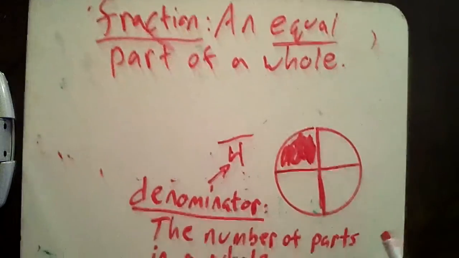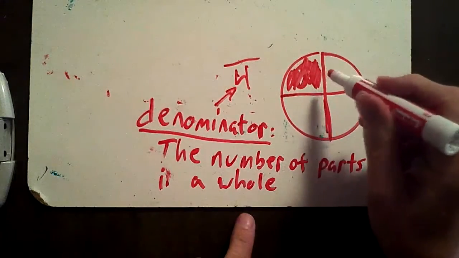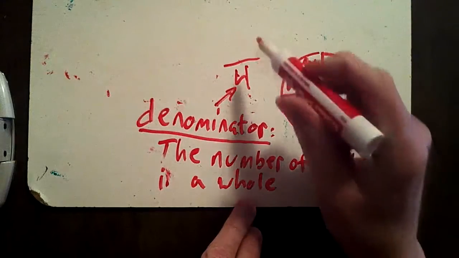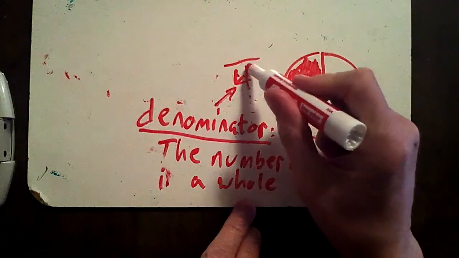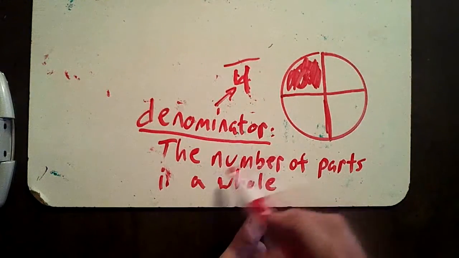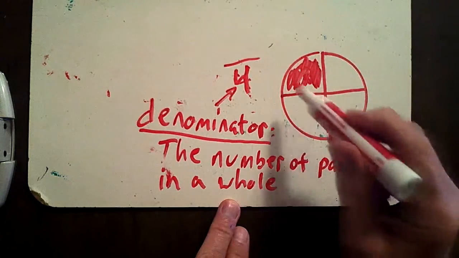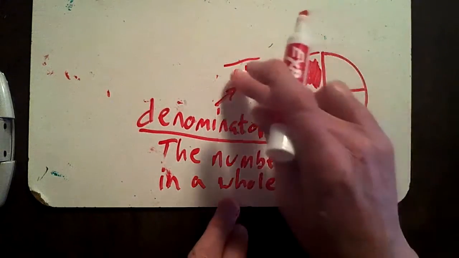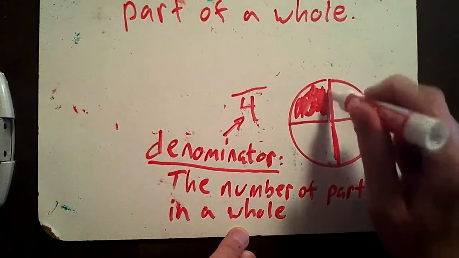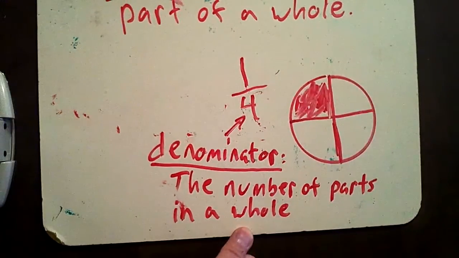So in this case, I took this whole and we split it. Oops, I'm going to put it where you can see it. So we took this circle, we put it into 1, 2, 3, 4 parts. All right, and that, when we make a fraction, that's the number on the bottom, the denominator. And the denominator is the number of parts in a whole. And this has 1, 2, 3, 4 parts. So the denominator is 4. Then how many do I have shaded in? Just one. 1 out of the 4 are shaded in.